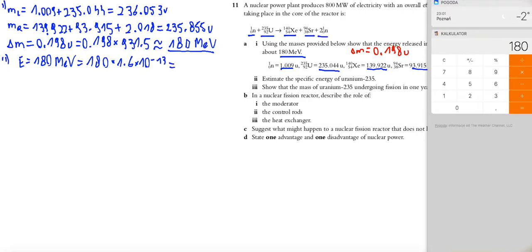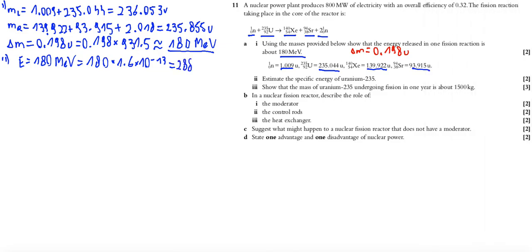So we have to multiply 180 times 1.6, which gives 288 times 10 to the power of minus 13 joules. This is energy released in one reaction. I'm going to write this somewhere, probably it will be needed later. E1, energy released in one reaction, is 2.88 times 10 to the power of minus 11 joules. This is energy released in one reaction.